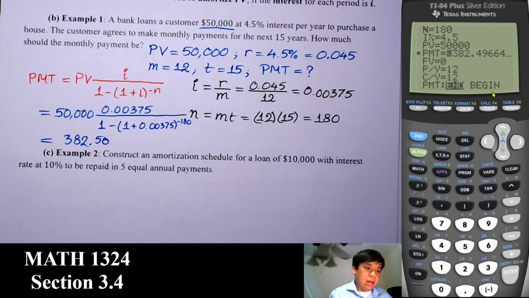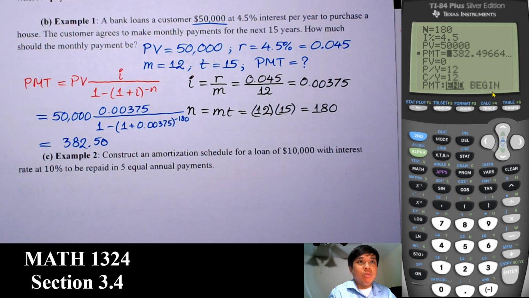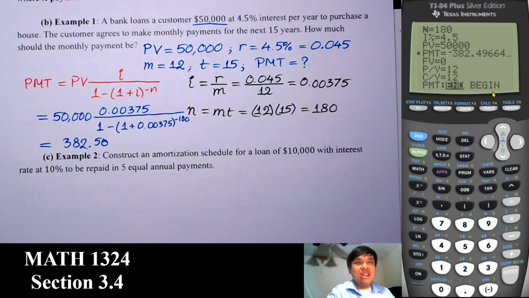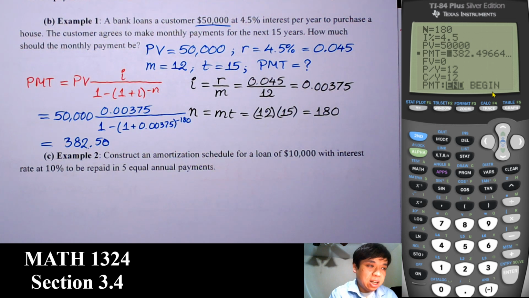Right. Next, construct the amortization schedule for 10,000 with interest 10% to be repaid in 5 equal annual payments. We will not do that for a lot of years, but this is what we do. We will not complete the problem, but we get the idea. We do a few steps and then you get the idea of the problem.